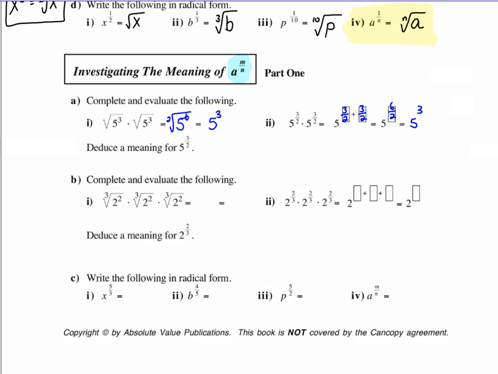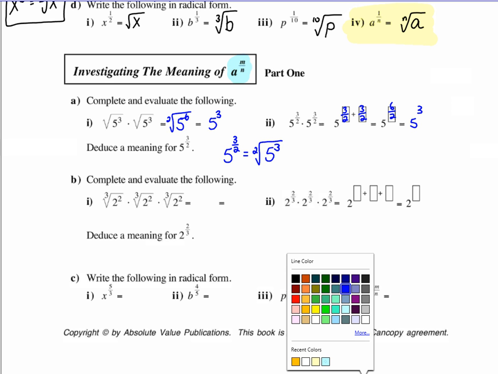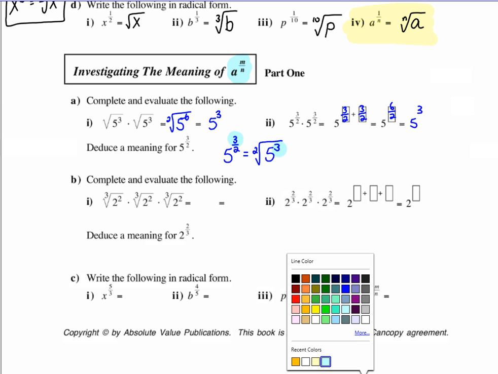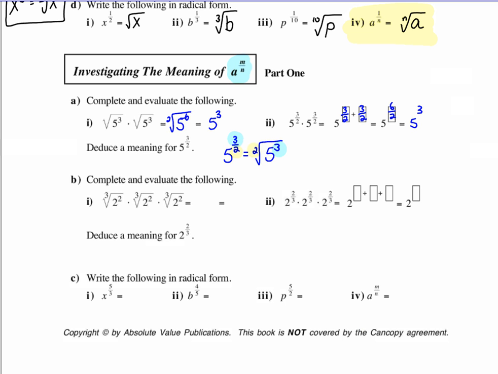Okay. So 5 to the power of 3 over 2 is the same thing as square root of 5 cubed. Now, the index, if it's a 2, we don't usually write it. I'm going to write it just this time for the sake of comparing. Do you see how the numerator, here 3, is the exponent? And the denominator is the index. Okay, so that's the relationship here.